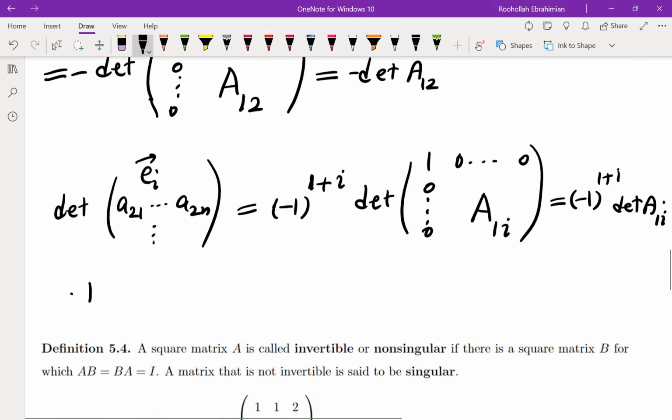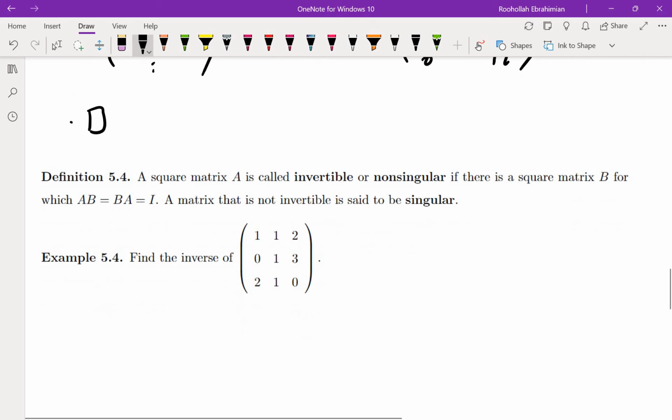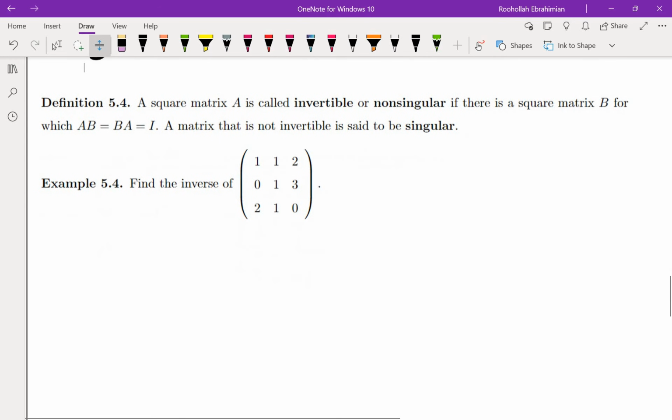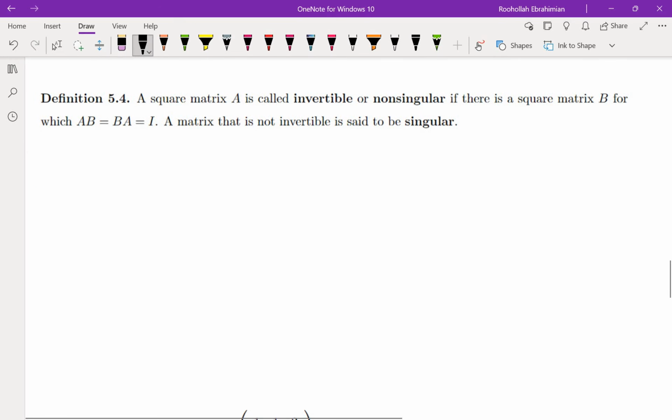Okay, so we're going to continue with one example. A square matrix A is called invertible or non-singular if there is a matrix B for which AB and BA are both identity. A matrix that is not invertible is called singular. Let me talk about that a little bit, and then we'll get to do an example.